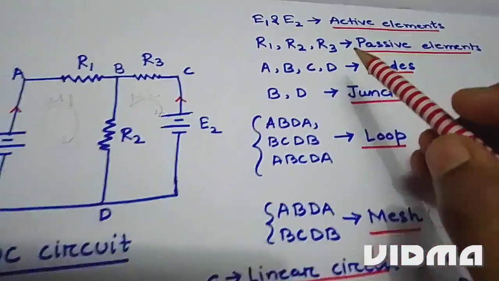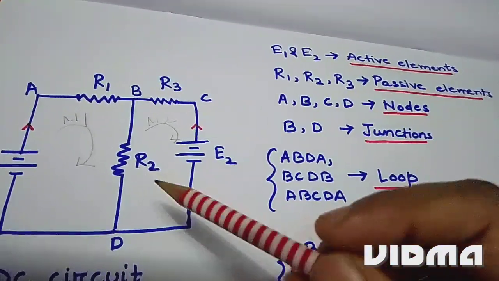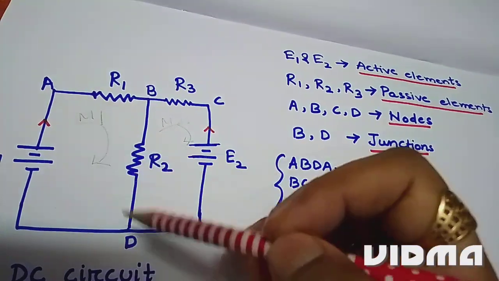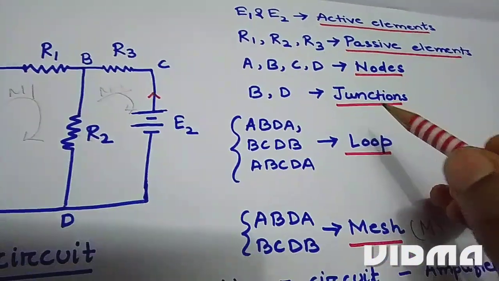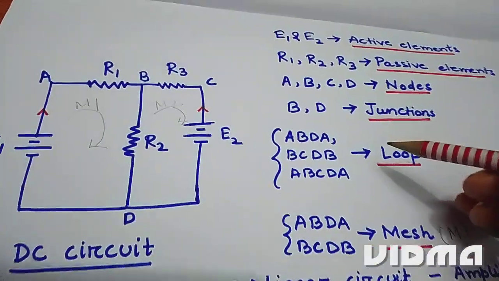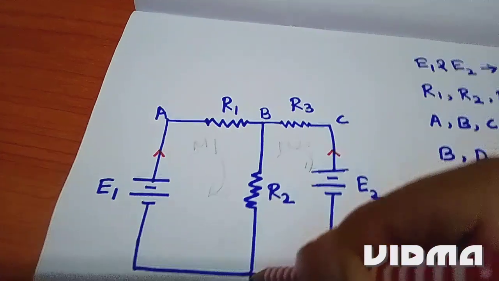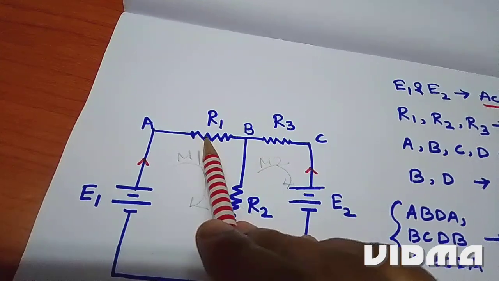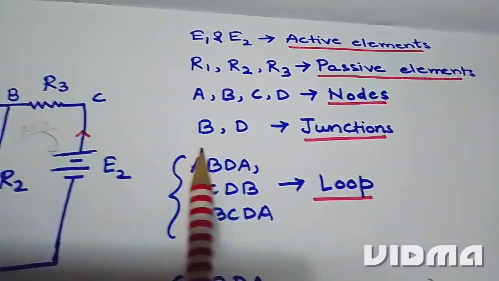Now coming to the branch: a branch is that part of a network which lies between two junctions. Before that, we will learn what a junction is. A junction is a point in a network where three or more circuit elements are joined. So points B and D are called junctions. At point B, three circuit elements are connected, R1, R3 and R2, and at point D again three circuit elements are connected. So B and D are called junctions.